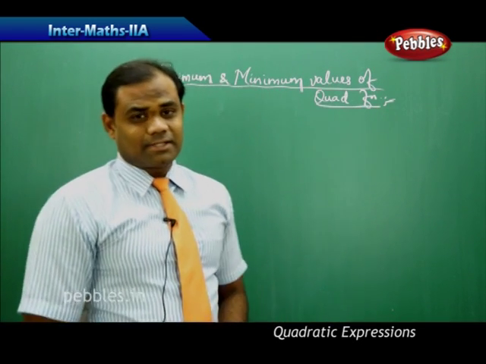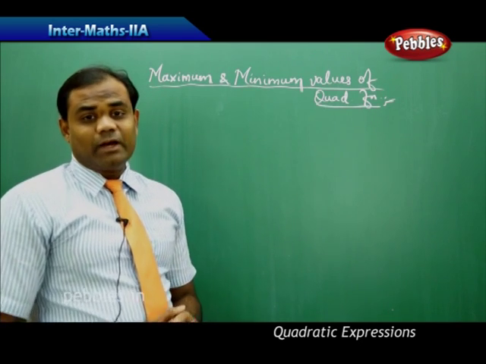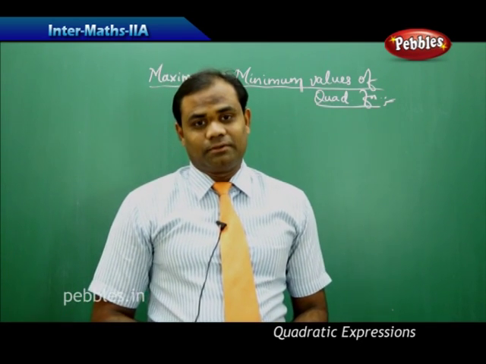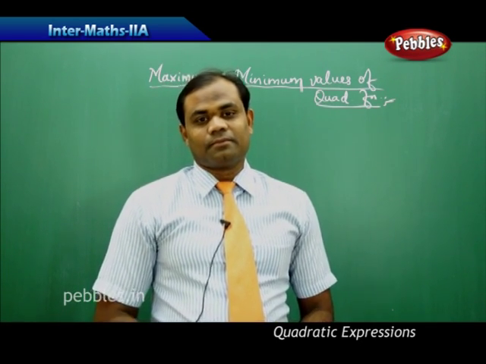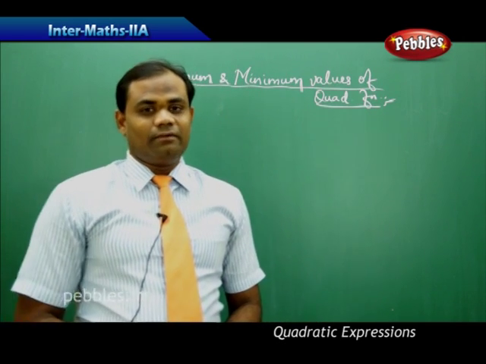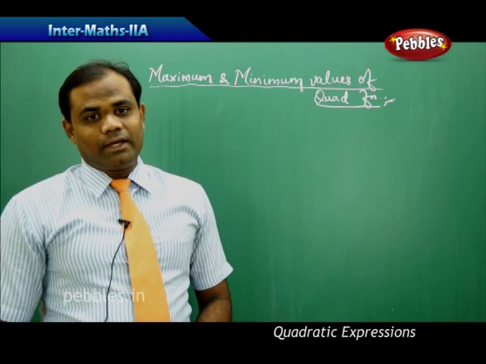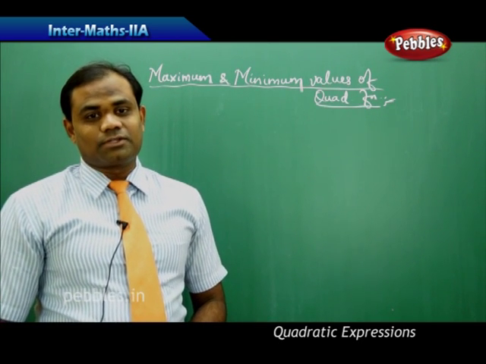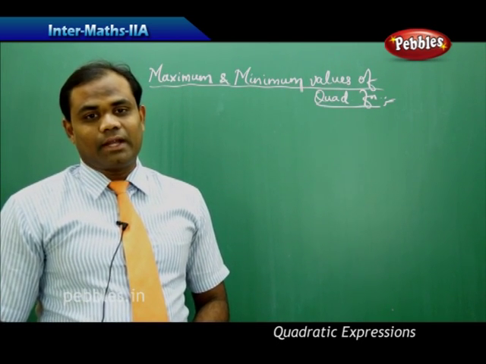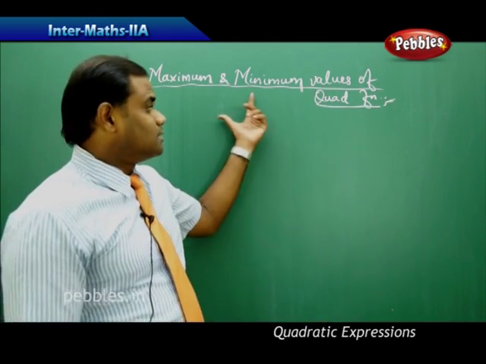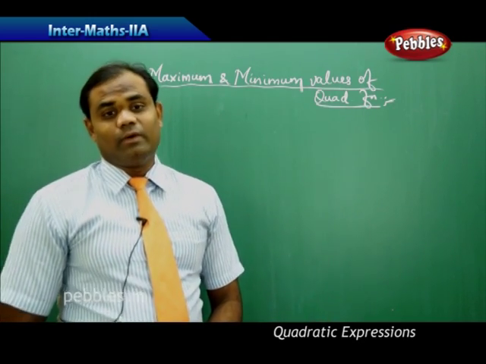Now let's see the maximum and minimum values of a quadratic function or a quadratic equation. In this case, we have a very deep relation between the sign of a, that is the coefficient of x squared, which we denote with a, and the extreme values, that is the maximum and minimum values.